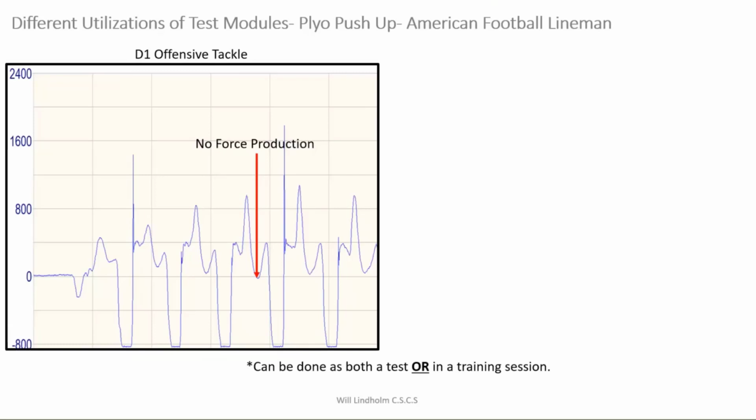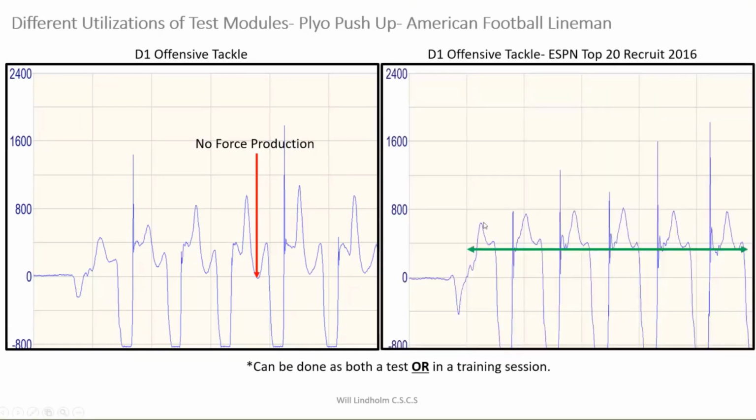He's about 316 pounds and about 6'5". He did the same test. He's one of the best linemen in the country. As you can see, this is a lot different. He never loses that drive. He's consistent. So it's like doing the counter movement jump and just having no breaks.